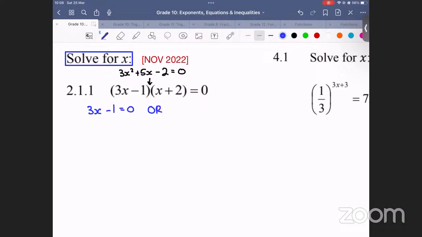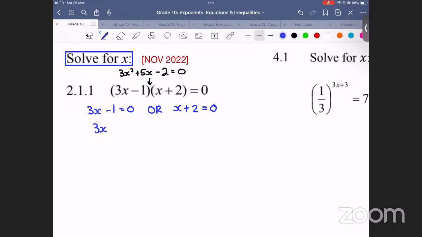Once you factorize, you equate each bracket to 0 and solve for x accordingly. So you're going to say 3x minus 1 is equal to whatever's on the other side of the equation, which is 0, or the other bracket, x plus 2, is equal to 0. If you have a product of two brackets equated to 0, you can equate each factor to 0. Then you solve accordingly.